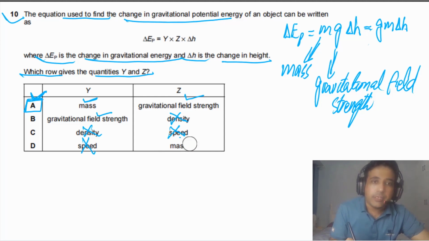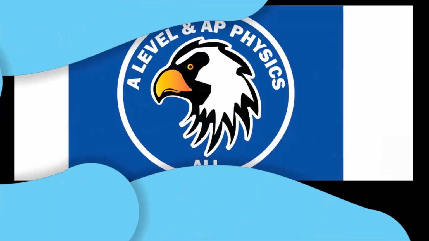This can be M. So this is possible. So this can be M. So this is incorrect. This is also incorrect. This is also incorrect. So the answer for this question is A.